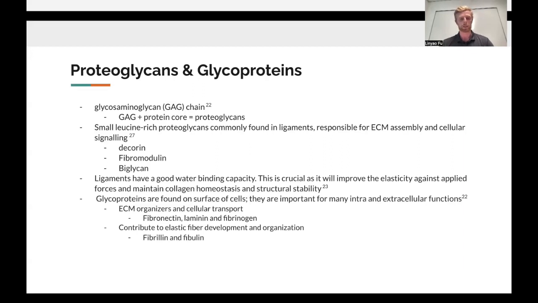As for glycoproteins, they are found on the surface of the cells, embedded in the plasma membrane, and they have many intra- and extracellular functions. Some of these are ECM organization as well as cellular transport. Some of those are fibronectin, laminin, and fibrinogen. And then some contribute to elastic fiber development and organization. These will be fibrillin and fibulin.